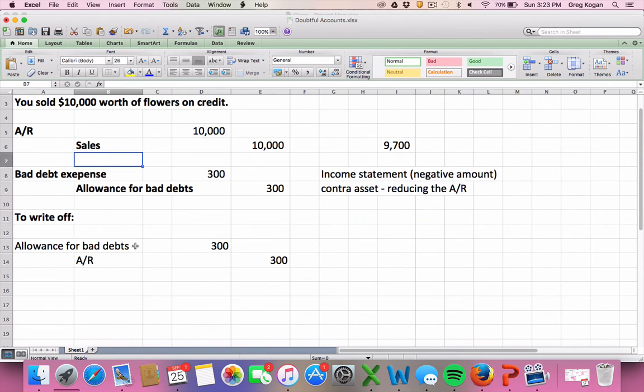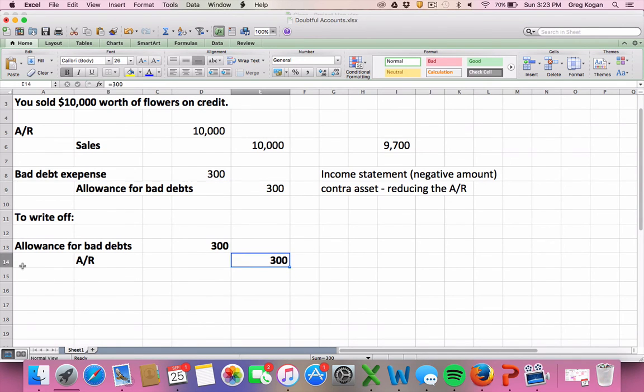Now you don't know if they're going to pay you or not. Say they do pay you, you may need to remove this 300 out of the allowance for bad debts, and basically remove the expense as well for this particular one. Or if they didn't pay you the 300, you write it off by saying, I'm going to remove this out of the receivable completely, not just as a contra asset, but take it out completely, and I'm going to cancel out the allowance, because the allowance is just kind of like a placeholder for now.